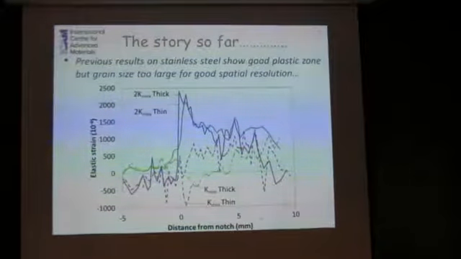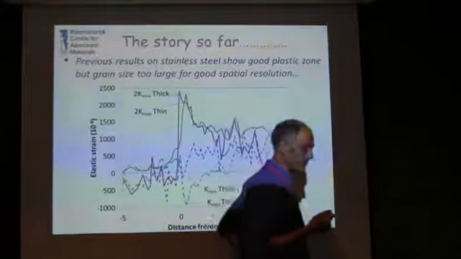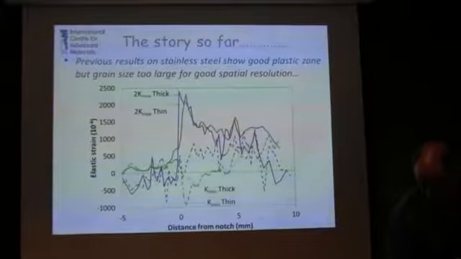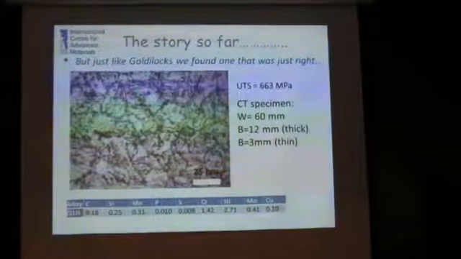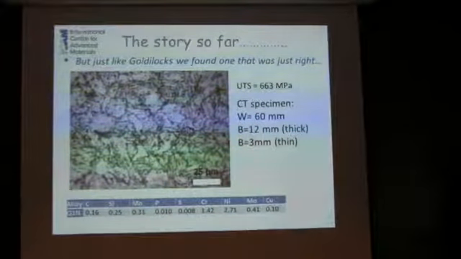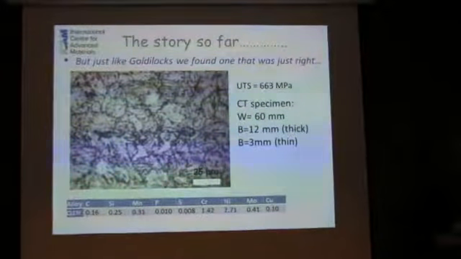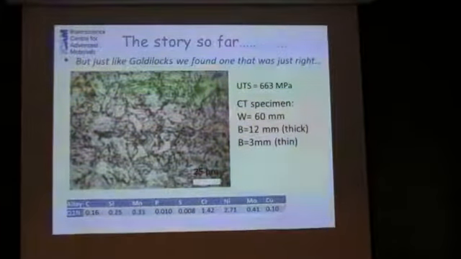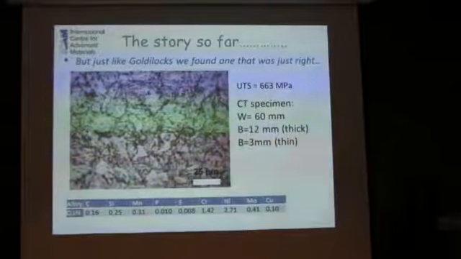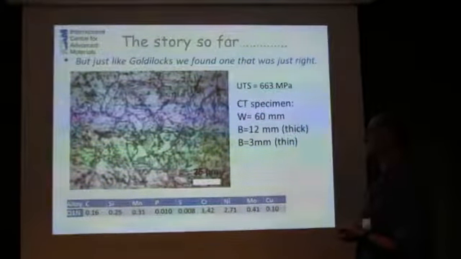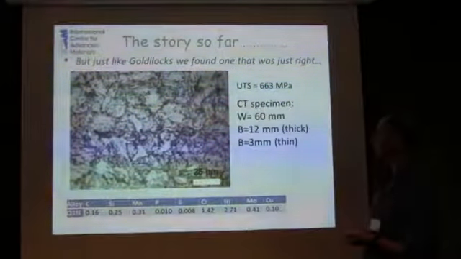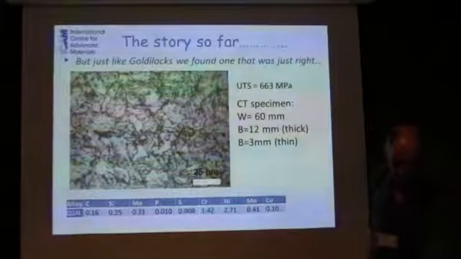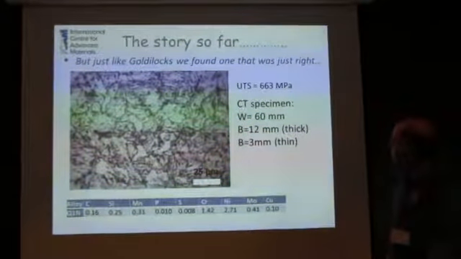So we were looking for a material with much smaller grain size, but lots of plasticity, so we could generate enough of a plastic zone that we could actually see what was going on. We'd been working with John Yates, who had the idea of looking at something that was just right. Just like Goldilocks, we now have a material that has good toughness, good strength, good plastic zone, and a fine grain size, somewhere in the region of 5 microns. It enables us to map at high resolution, but also to see the plastic zone effect.